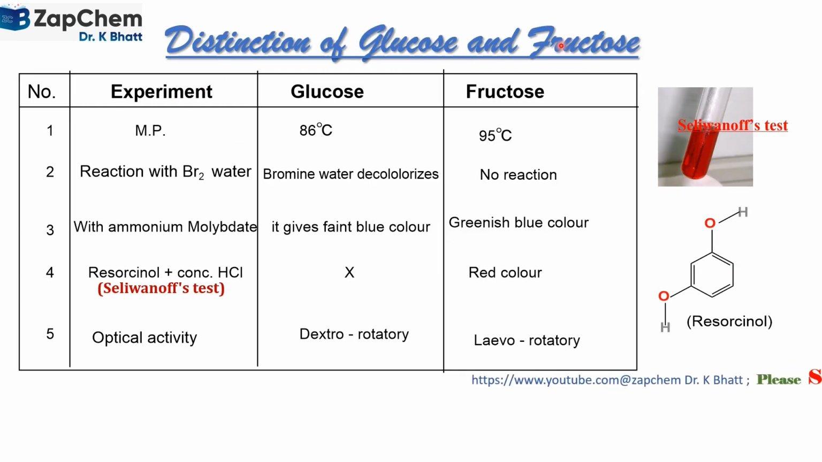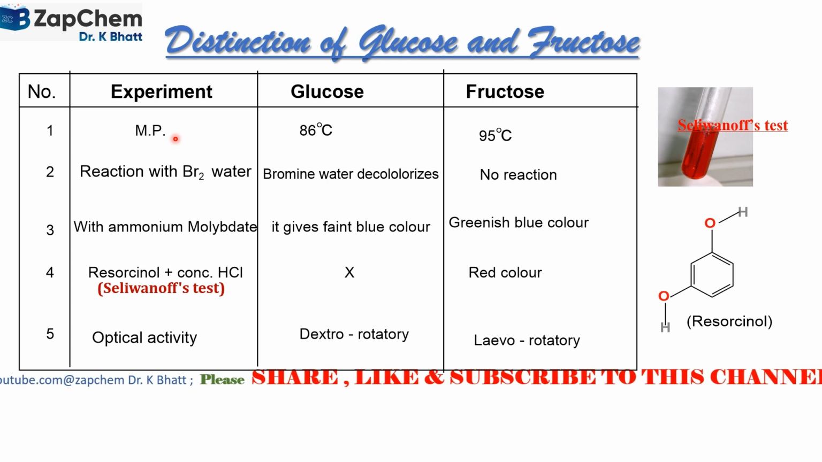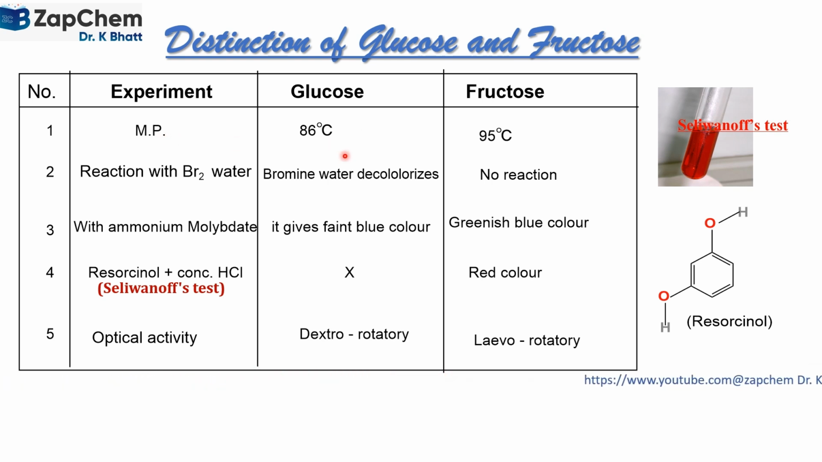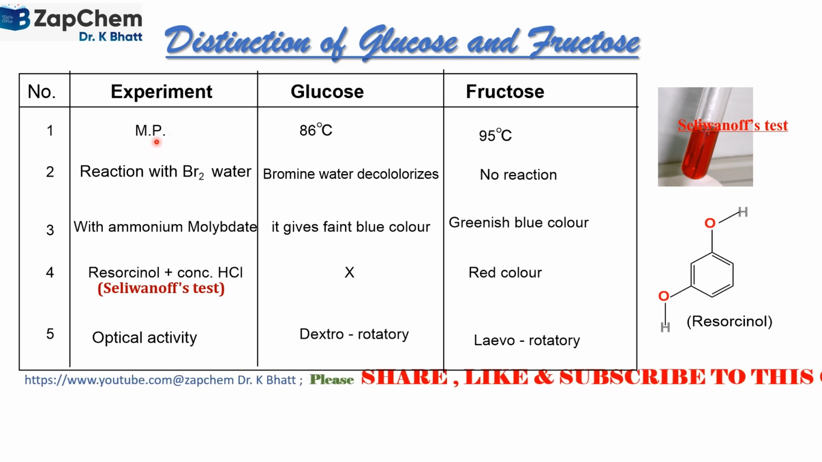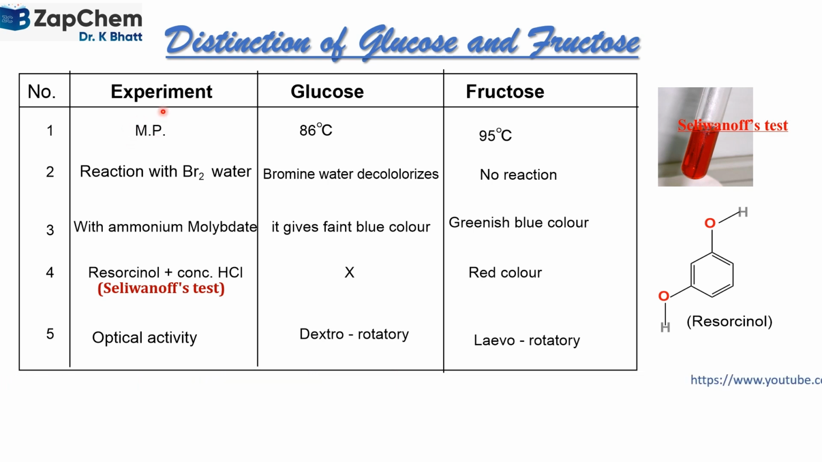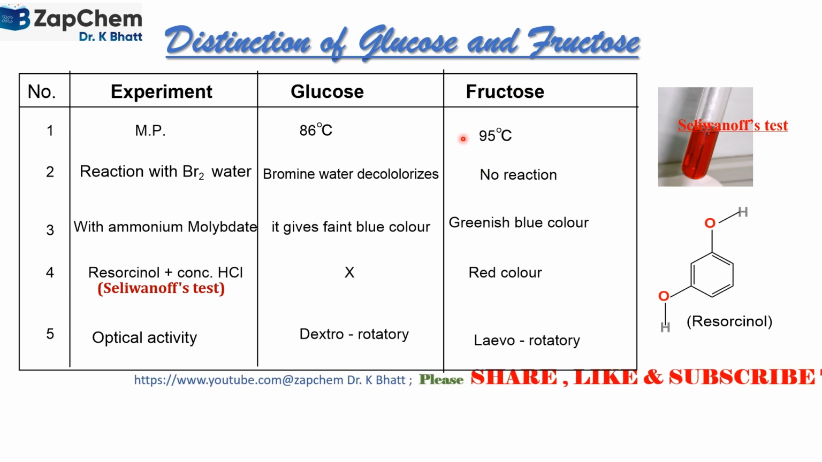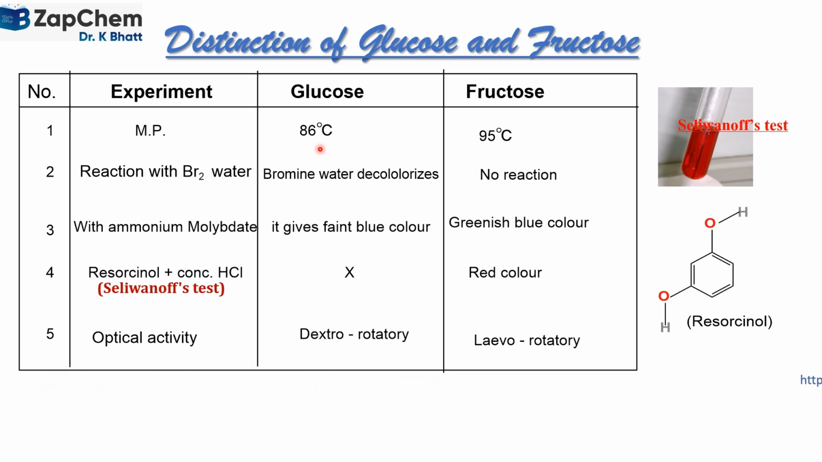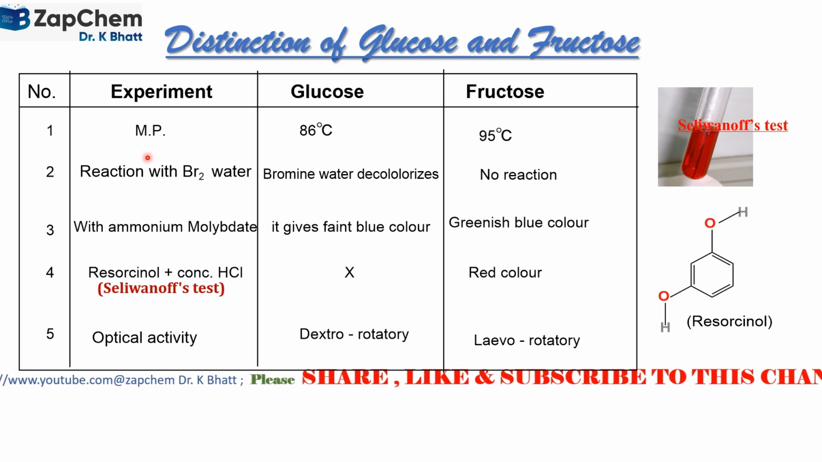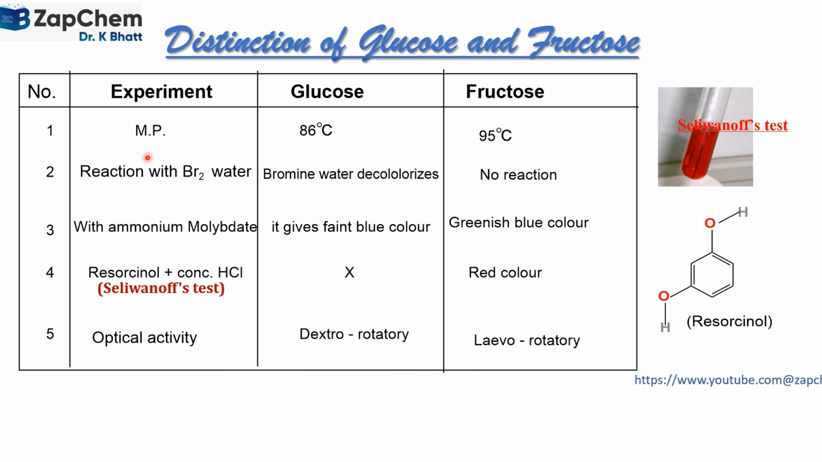Actually, glucose and fructose can be differentiated, or for that matter any organic or even inorganic compound can be differentiated, if it is in the solid state, by melting points. In the pure state, glucose has a melting point of 86 degrees Celsius and fructose has a melting point of 95 degrees Celsius. If you get these melting points, there is an easy method of differentiation. But it's not the only test; there are a few more tests by which you can differentiate glucose and fructose.